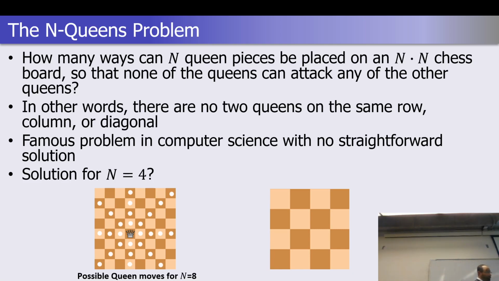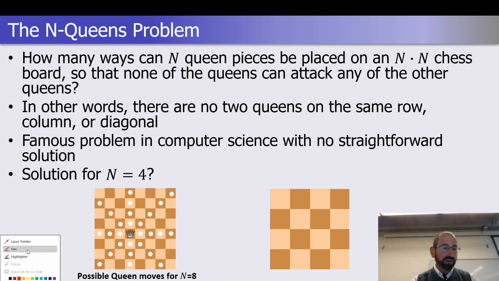For n=4, I think we can create one. But for n=8, that's just a single queen. Let's try to create one for n=4. This is just using the pen feature, so it's not going to be actual queens being drawn here. I can put a queen here. That's 1 queen. I've got to get 4. Where can I place the second one?